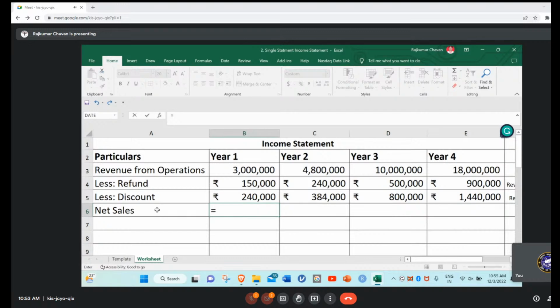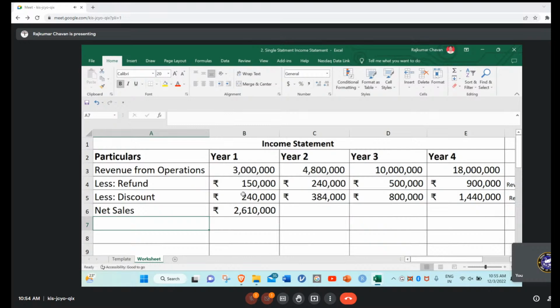30 lakh is my gross sale. Gross sale minus 1,50,000 minus 2,40,000. Okay. Manually, how do you do? Take 30 lakh. Then from 30 lakh, I should minus 1,50,000 also. Again, I should minus what? 2,40,000 also. What is the answer? 26,10,000 rupees. Did you got the answer for first one?